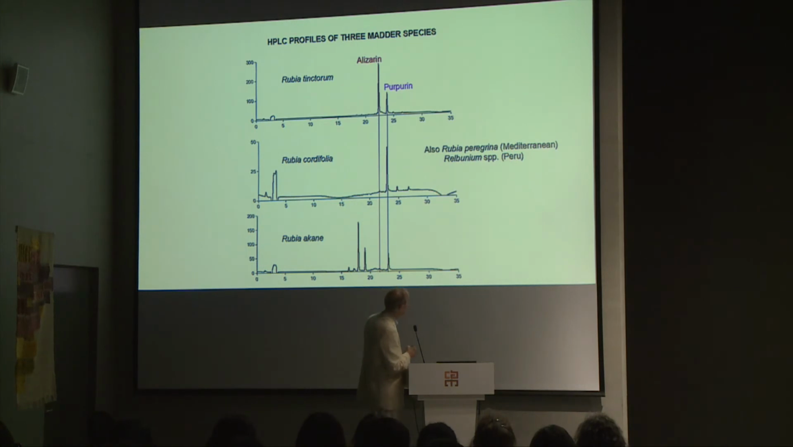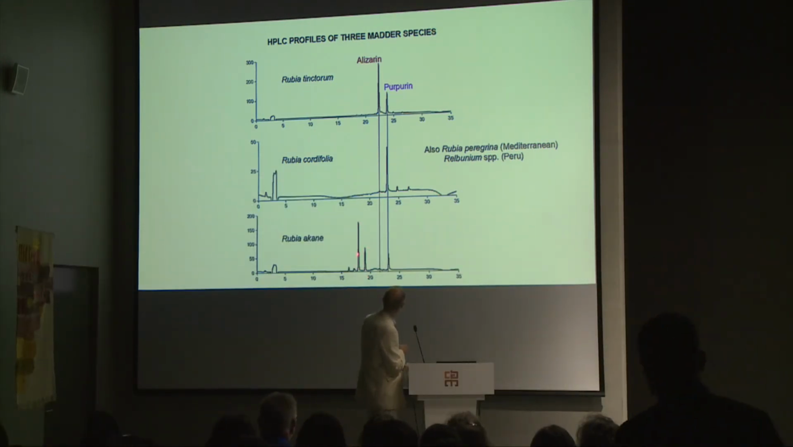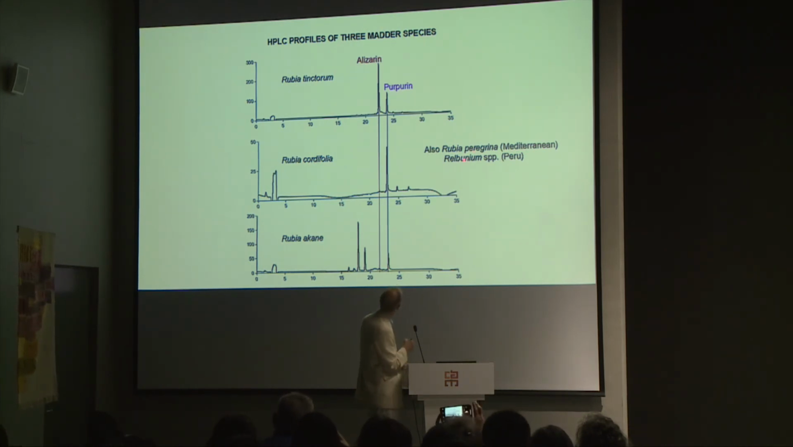And by HPLC, it's pretty easy to distinguish them. Rubia tinctorum is the only one that has a lot of alizarin. They all have purpurin. And Rubia akane has an entirely different anthraquinone color, and these are glycosides. But these three groups can be distinguished. The problem here is that Rubia peregrina, which is found around the Mediterranean Sea, and Relbunium, which is found in Peru, are pretty much the same as this. They have just the purpurin color.